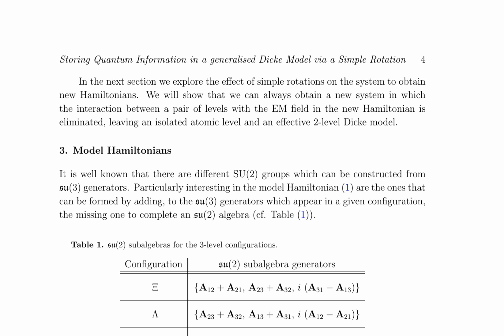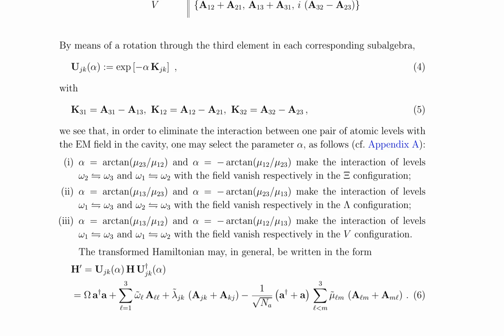The Hamiltonian of the system is given by equation 1, where the matter operators obey an SU(3) algebra defined by equation 2. Rotations through the third element in each SU(2) subalgebra, shown in Table 1, eliminate the interaction between one pair of atomic levels and the EM field in the cavity. The transformed Hamiltonian, H, is expressed in equation 6, where the transformed frequencies and coupling constants are denoted with a tilde. This new Hamiltonian enables effective storage of quantum information in the generalized Dicke model via simple rotation.